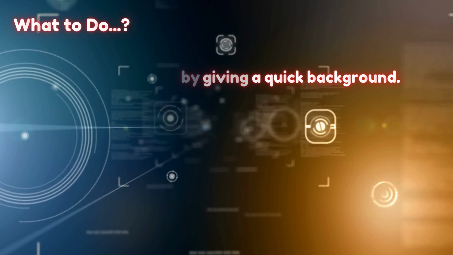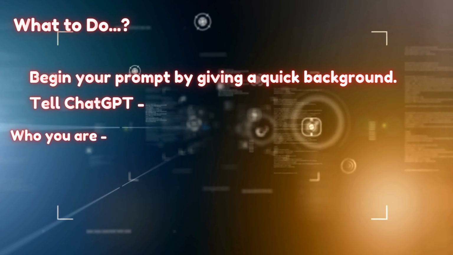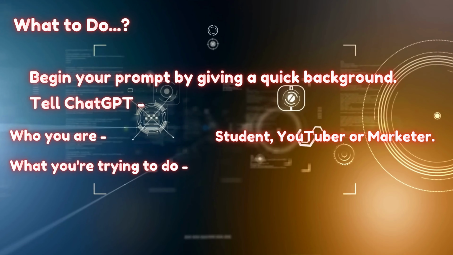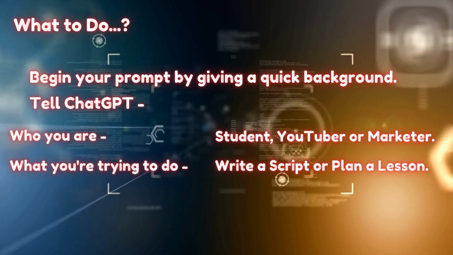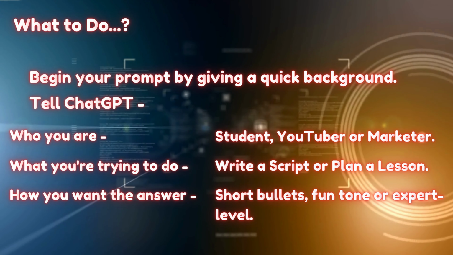What to do? Begin your prompt by giving a quick background. Tell ChatGPT who you are, for example, student, YouTuber, or a marketer. What you're trying to do, for example, write a script or plan a lesson. How you want the answer, for example, short bullets, fun tone, or expert level.